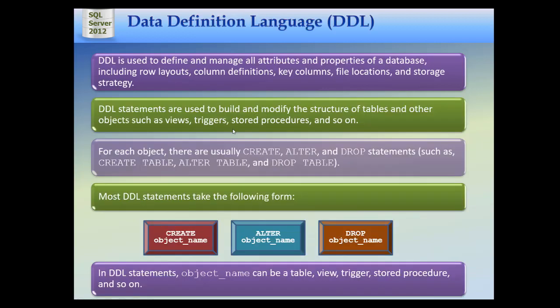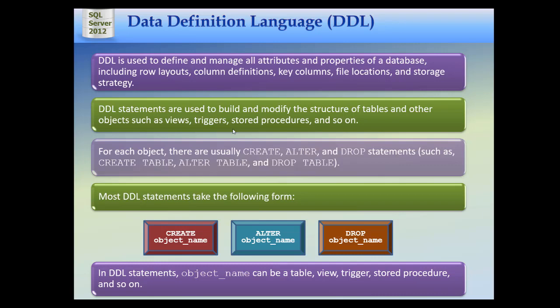Okay, now T-SQL basically has various languages, and they're divided into three, so we look at them very quickly. We have the data definition language, that is DDL, which is used to define and manage all attributes and properties of database, including row layouts, column definitions, key columns, file locations, and storage strategy. DDL statements are used to build and modify the structure of the table and other objects such as views, triggers, SPs, or stored procedures, and so on. And for each object, they usually create, alter, drop statements such as create table, alter table, drop table.